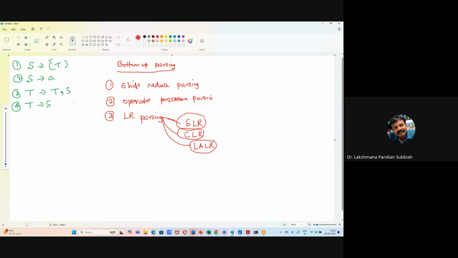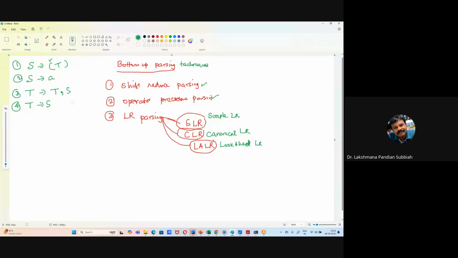So that is SLR, simple LR. This is canonical LR, and this is look ahead LR. In bottom-up parsing techniques, we have to see this type of parsing: shift reduce parsing, operator precedence parsing, and then the LR parsing, simple LR, canonical LR, and look ahead LR. We are going to see these. These are all the bottom-up parsing techniques.